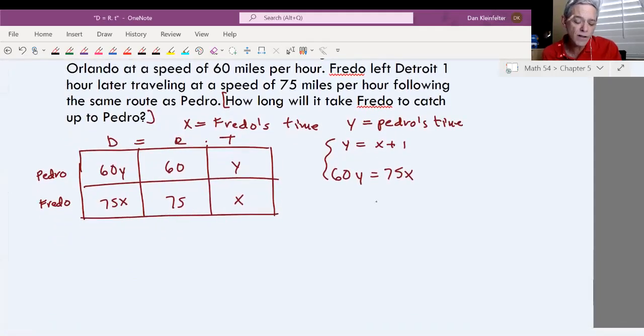So let's go ahead and solve those. What I would probably do first, actually, is I noticed that 60 and 75 are both divisible by 15. So I'm actually going to divide both sides of this equation by 15. Not a necessary step, but I like to look for opportunities to make the numbers smaller. So if you do that, you'll have 4y is equal to 5x. And then we know that y is equal to x plus 1.